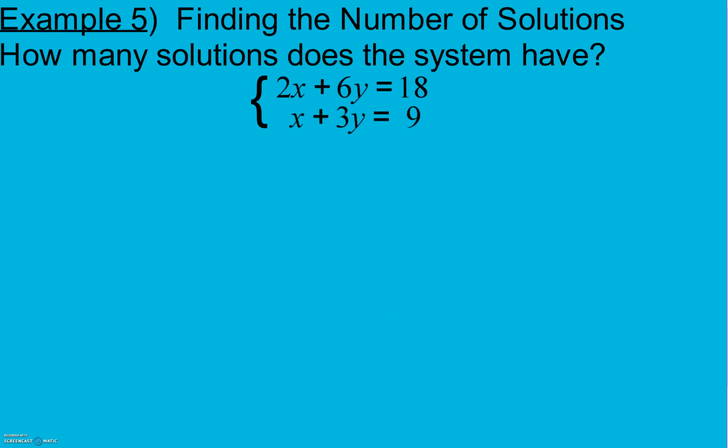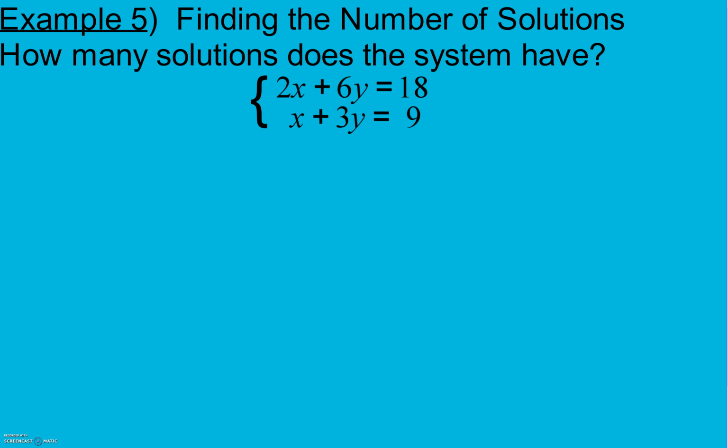Example 5 is finding the number of solutions. In the last few examples, we got down to ordered pairs like (negative 4, negative 1) and (5, 7). Things like that are always going to be one solution, and those occur whenever we still have a variable left. Anytime our variable completely disappears, however, it's either going to be no solution or infinitely many solutions.